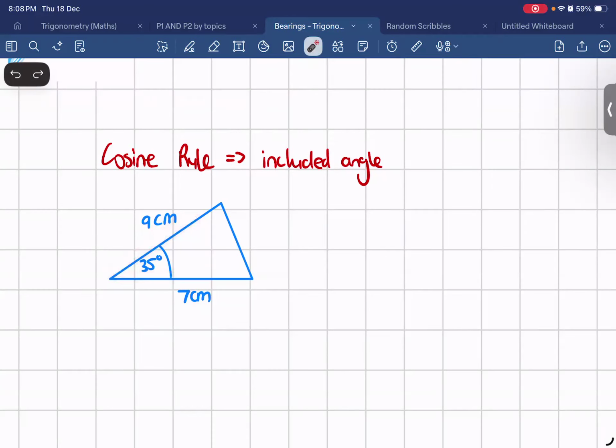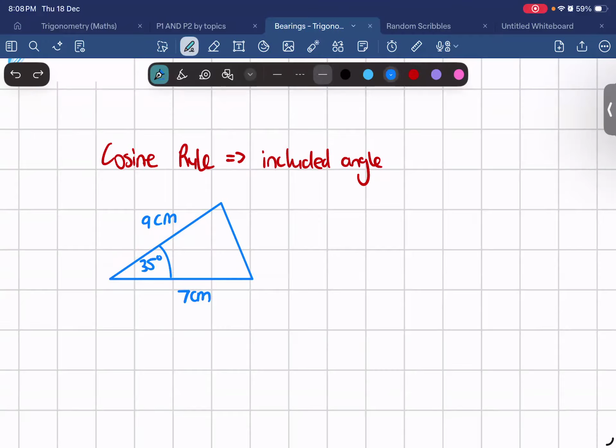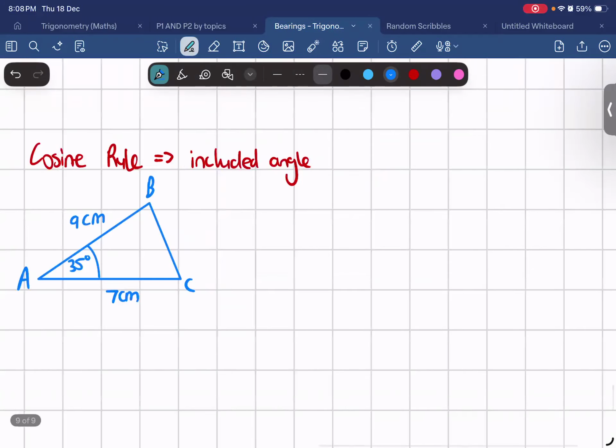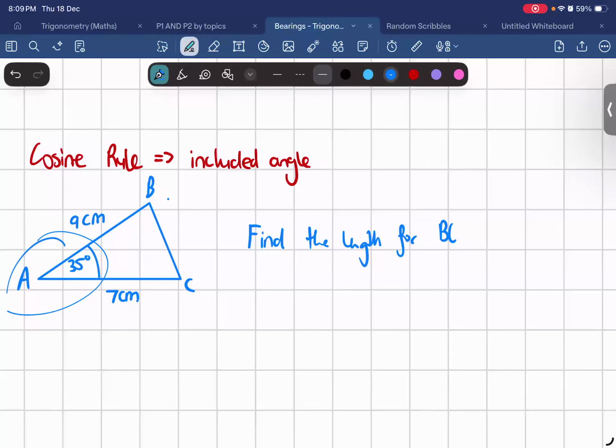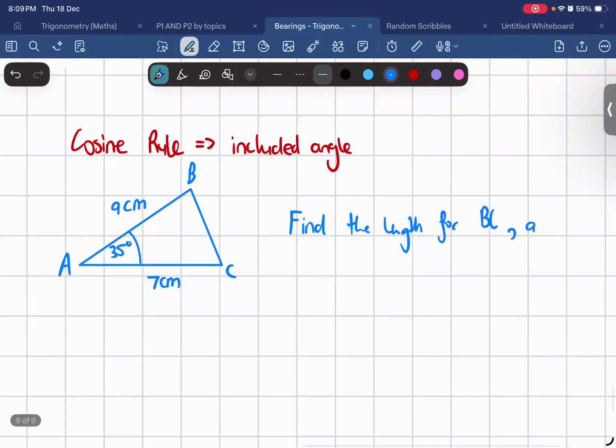So for this question, most likely, if I label this triangle, I call that A, call that B, call that C. In this question, they might ask you to find the length for BC. And to do that, you're going to use the cosine rule. BC would be what? If this is angle A, what would this be? Length a. Right.